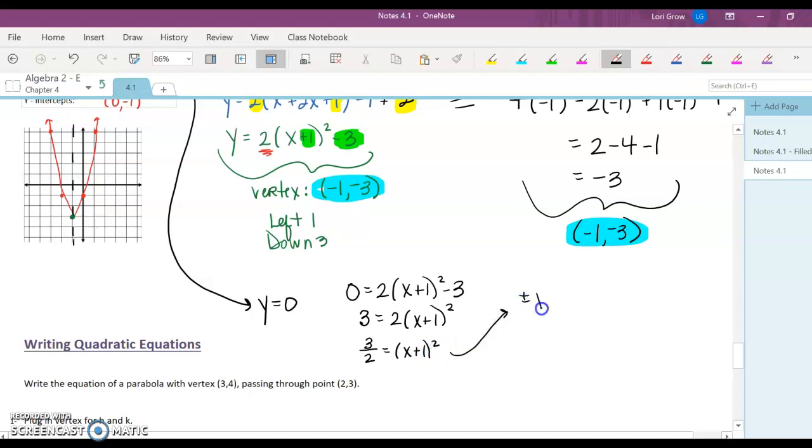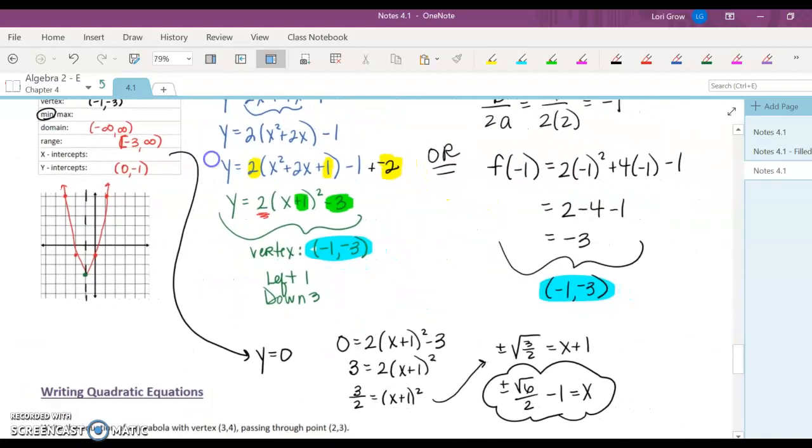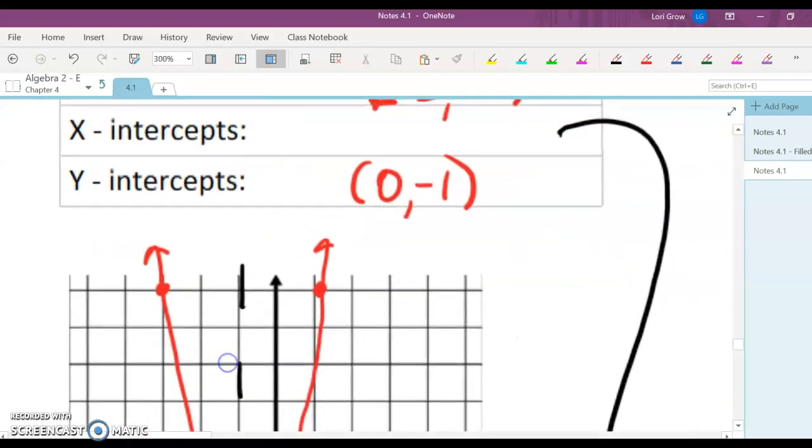Square root both sides. Make sure you do plus or minus. I'm going to rationalize it by multiplying by root 2 over 2. So I get root 6 over positive 2. And I'm going to subtract 1 so that the x is all alone. Okay. Now, really, at this point that x-intercept is not super helpful, but it is going to play a part later on when we start to graph. Okay, so root 6 over 2 minus 1.